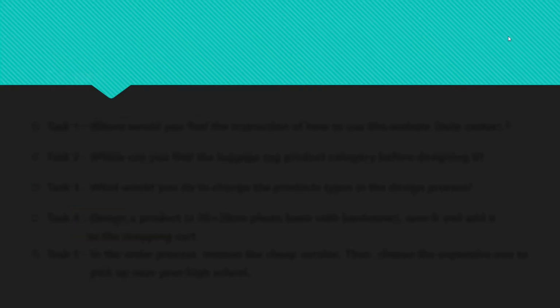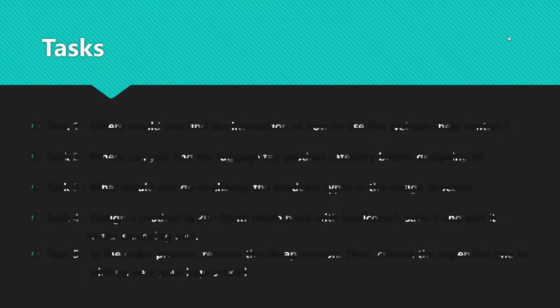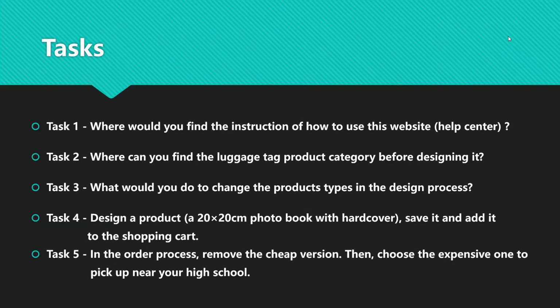In our testing, we designed 5 tasks. For the first task, in order to test the location of the 2 help buttons, we asked the participants to find the instruction of how to use the website, which is a help center. For the second task, to test if the category classification is easily understood and regional, we asked them to find the luggage tag.